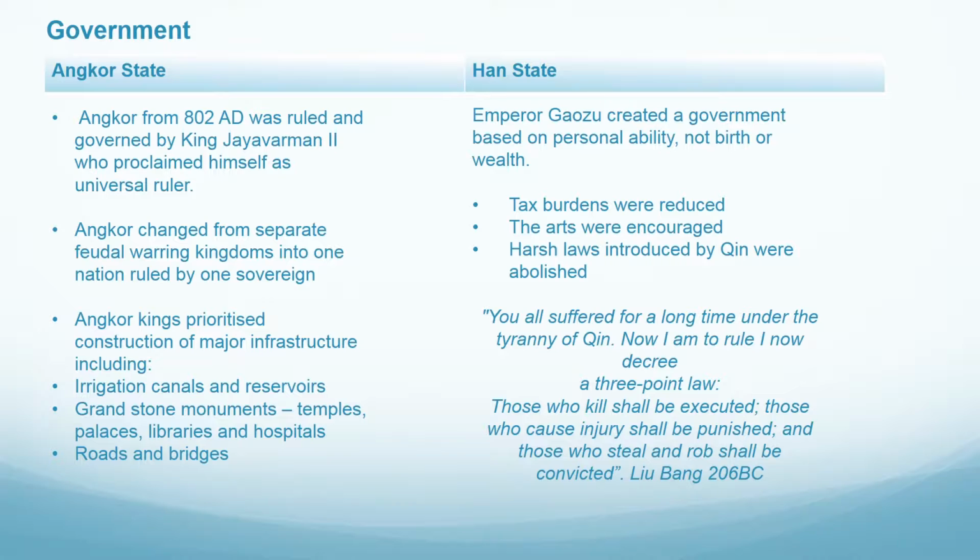Angkor from 802 AD was ruled and governed by King Jayavarman II, who proclaimed himself as universal ruler. Angkor changed at this stage from separate feudal warring kingdoms into one nation ruled by one sovereign. Angkor kings prioritised construction of major infrastructure including irrigation canals and reservoirs, grand stone monuments such as temples, palaces, libraries and hospitals. They also built many roads and bridges.